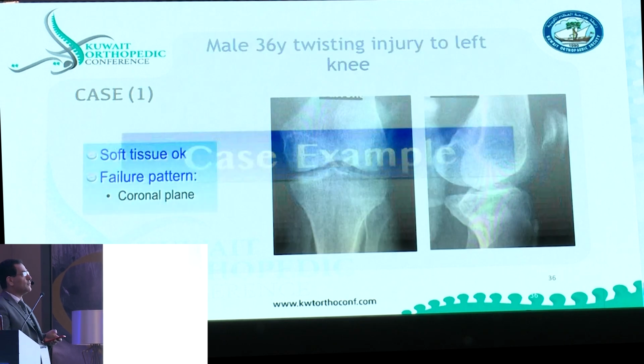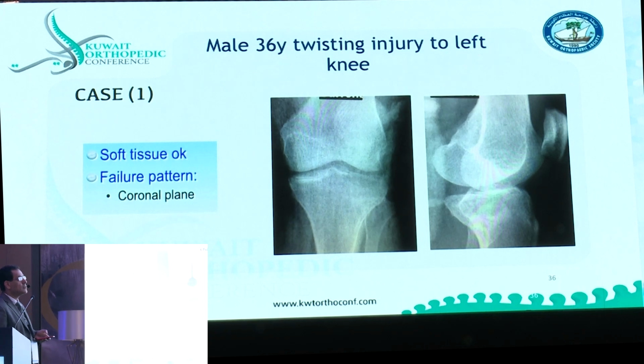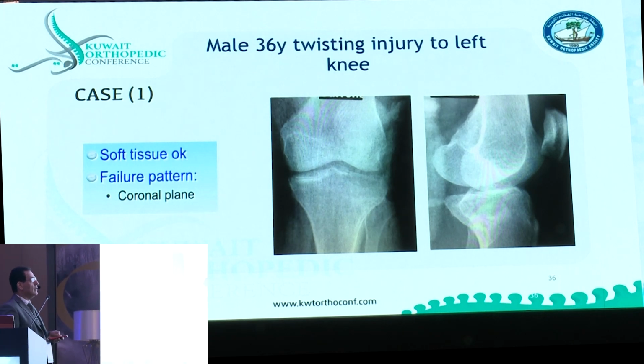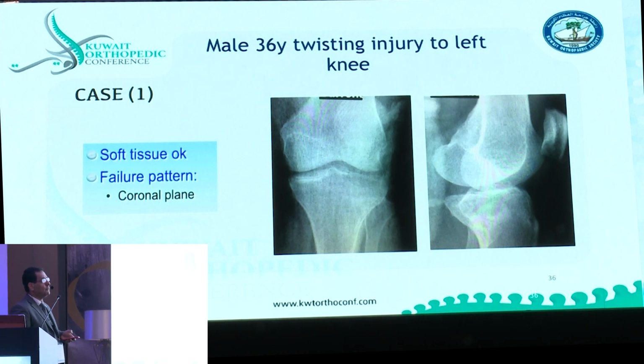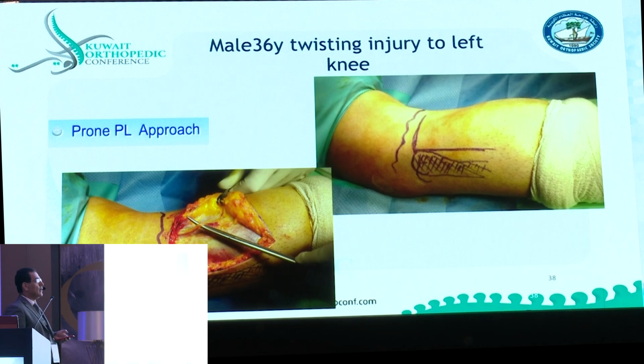We will do some examples from our cases. Male, 36 years old, twisting injury to the left knee, soft tissue is okay, failure pattern coronal plane. This X-ray is not enough. This is the CT of the patient: mainly posterolateral fragment, location, joint depression, central, posterior cortex, shearing cortex. The implant I will use is a buttress blade to buttress this fragment. This is our approach. The sural nerve must be explored to avoid neuroma and hypesthesia. And then an inverted L shape incision.